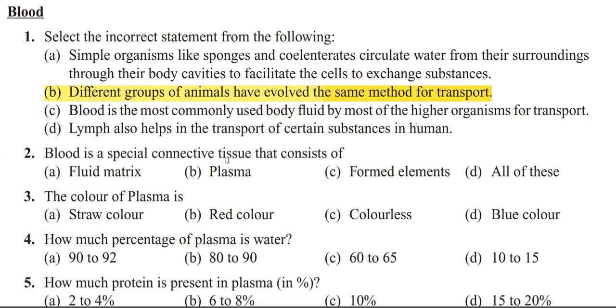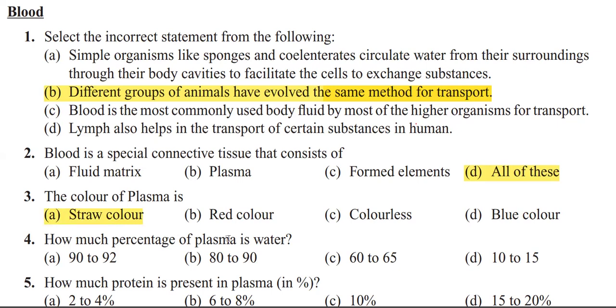Blood is a special connective tissue that consists of fluid matrix, plasma, formed elements, all of these. All of these. The color of plasma is straw color, red color, colorless, blue color. It is a dried grass color that is called straw color.